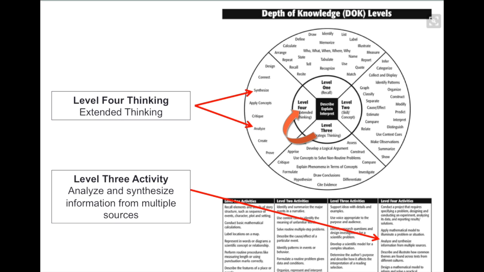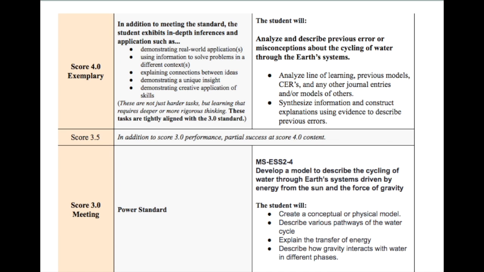This is how I created my exemplary level, where students will analyze and synthesize previous errors or misconceptions about the cycling of water through the Earth's systems. Just like I did in the meeting and approaching levels, I'm going to unpack and list specifically what students will need to do to show their understanding. Students will have to analyze multiple sources, their own and others, and also be able to synthesize that information to construct explanations about the cycling of water through the Earth's systems.